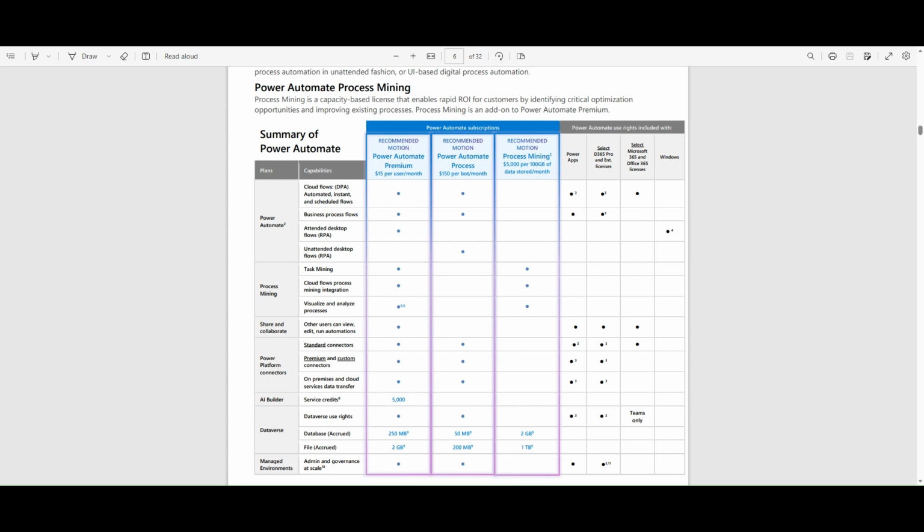So there is no minimum on the process license. You buy what you need, and it's going to help satisfy a lot of those same use cases that you would have previously been using with a Power Automate per flow license.